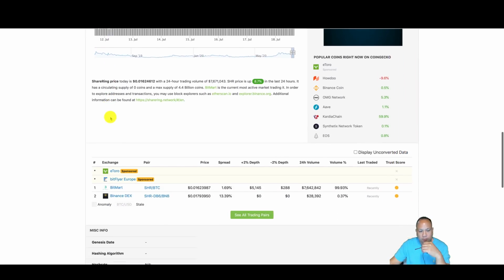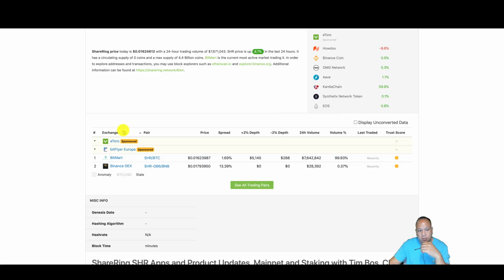So now at the bottom over here, it's going to show the list of the exchanges. Now, as you can see, that Binance DEX. Now, when I'm looking at purchasing on a reputable site or trying to see where the most volume is for exchanges, I always go to CoinGecko. I'll look at the 24-hour trading volume, right? And as you can see, the volume is over 7 million, roughly around 7.7 million, and then the price, right, and then the spread. As you can see, Bitmart is listed at 0.016, whereas Binance DEX is 0.017.